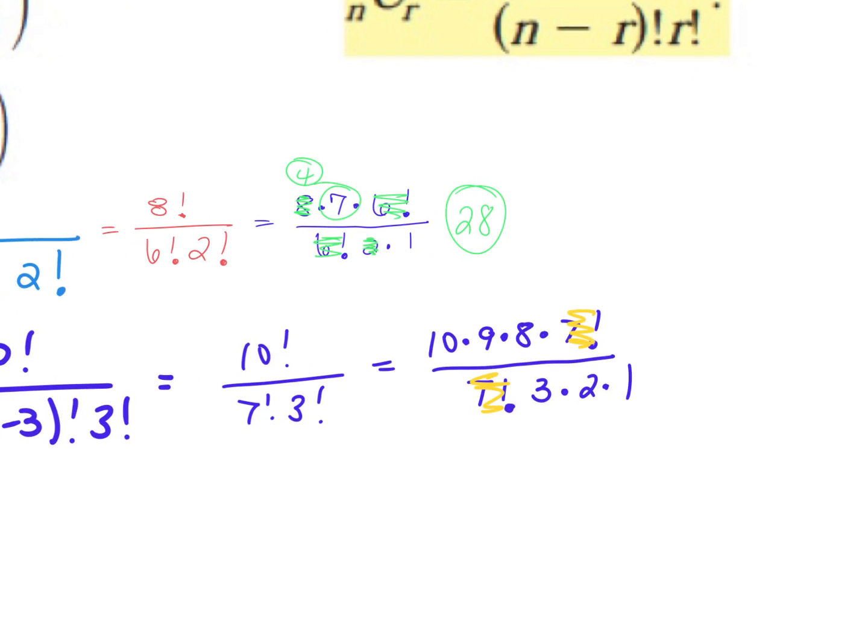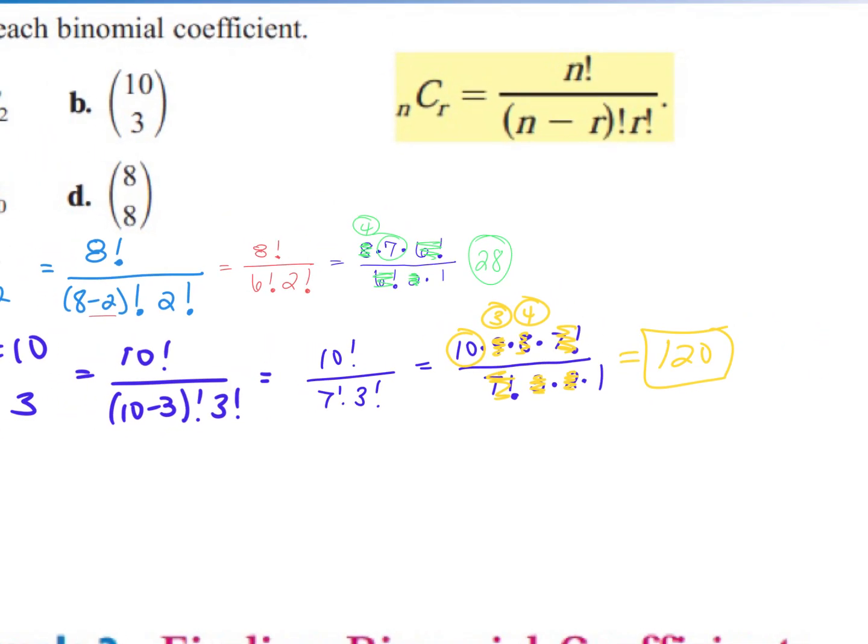I'm going to go ahead and say, well, 3 goes into 3 one time. 3 goes into 9 3 times. 2 goes into 2 once, so 2 goes into 8 4 times. So I'm left with 10, 3, and 4. When you multiply all those together, you get 120. Perfect. Is this crazy hard? No.